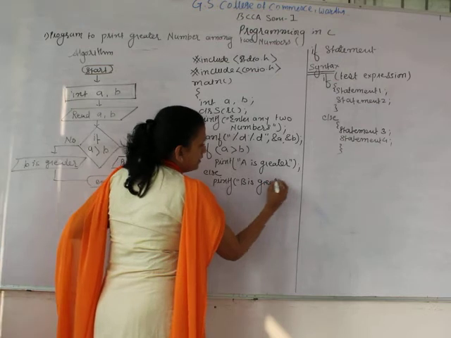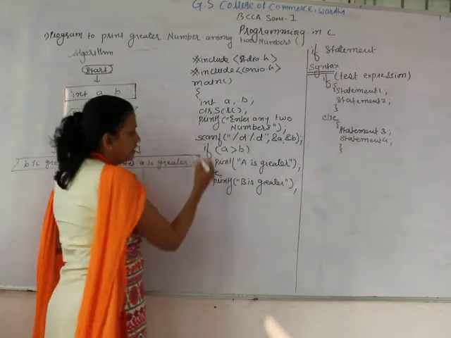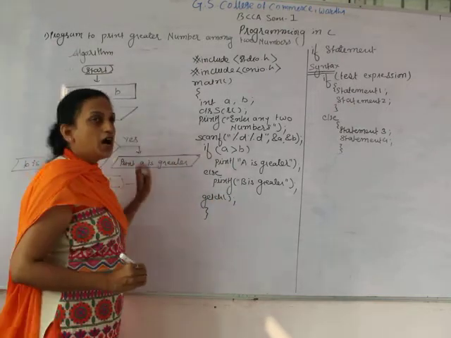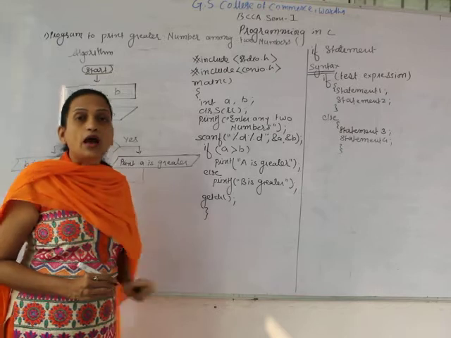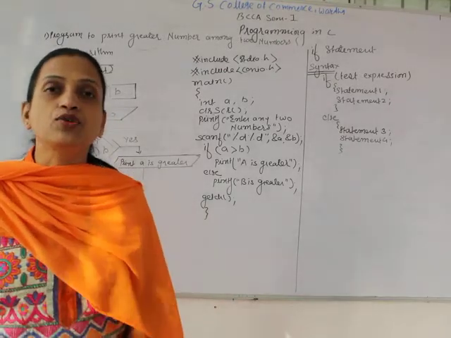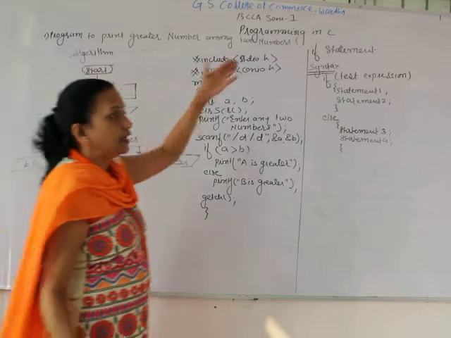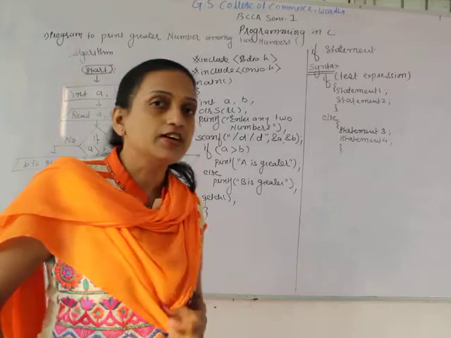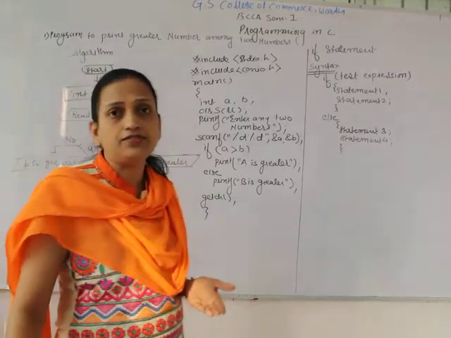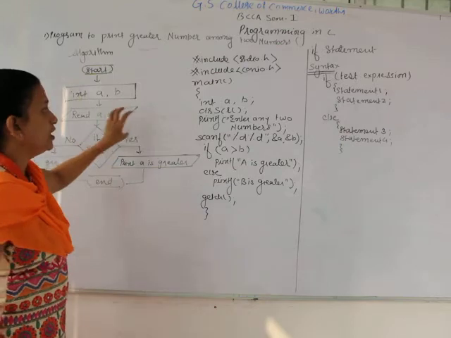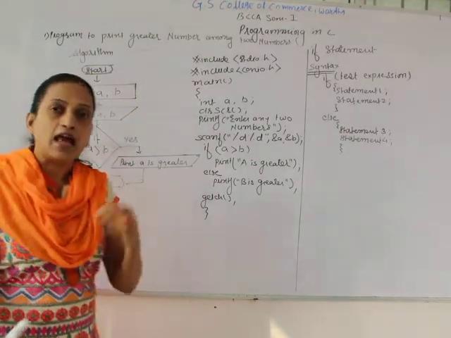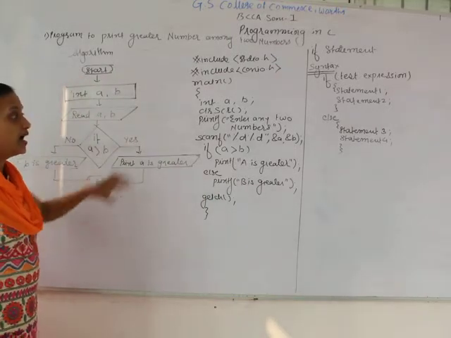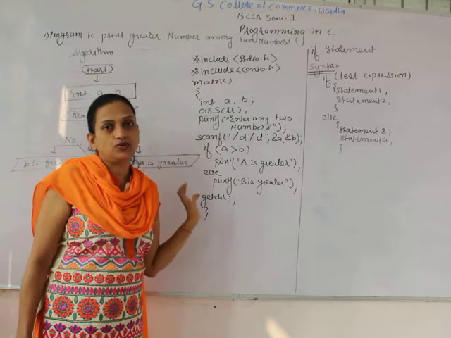Okay? Obviously, if a is not greater, then who is greater? B is greater. Okay? And finally, getch, and I hope you understand this program. Why am I repeating this? Because today I am going to explain another type of if statement, which is also known as if else if statement or if else if ladder. So in this way you can write an algorithm for every program. The next step is the flowchart, and the third one is coding.